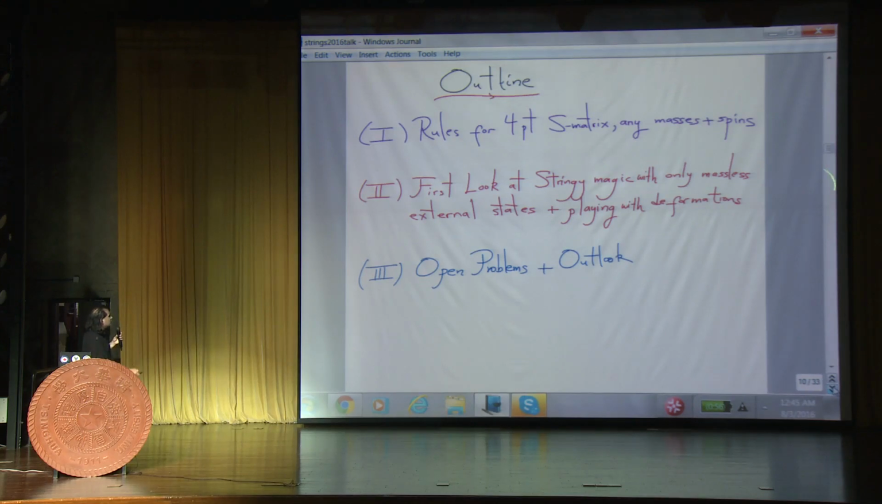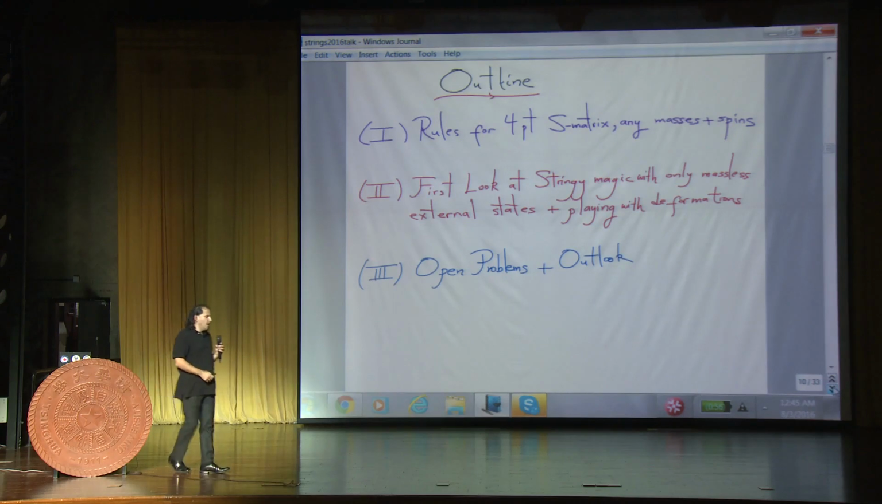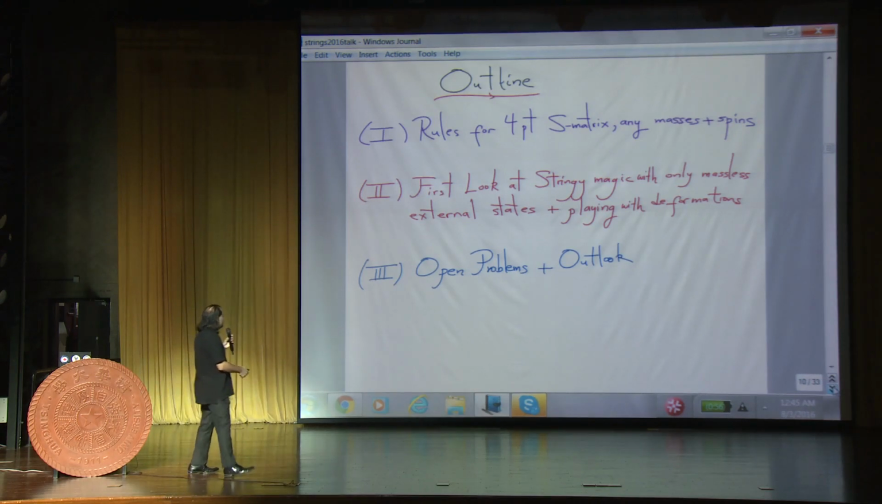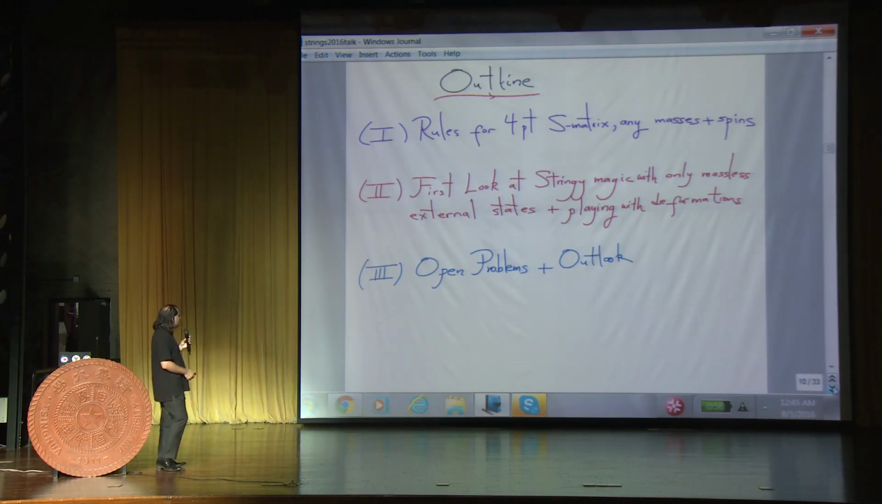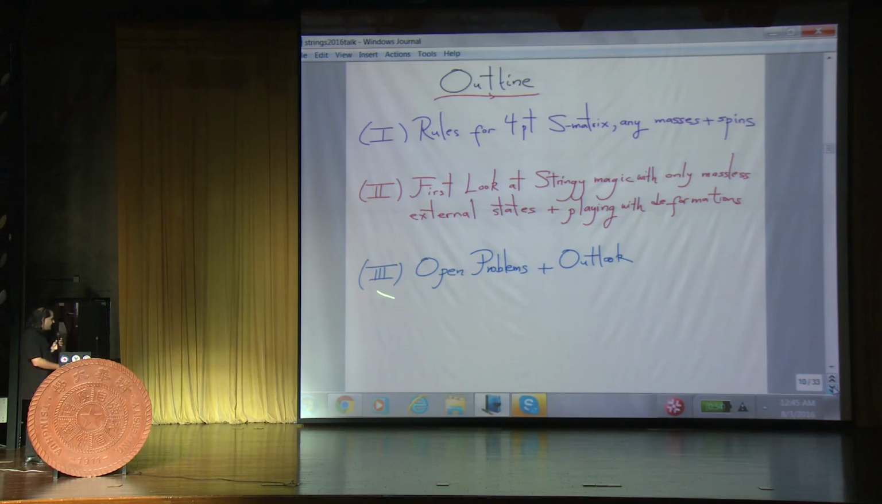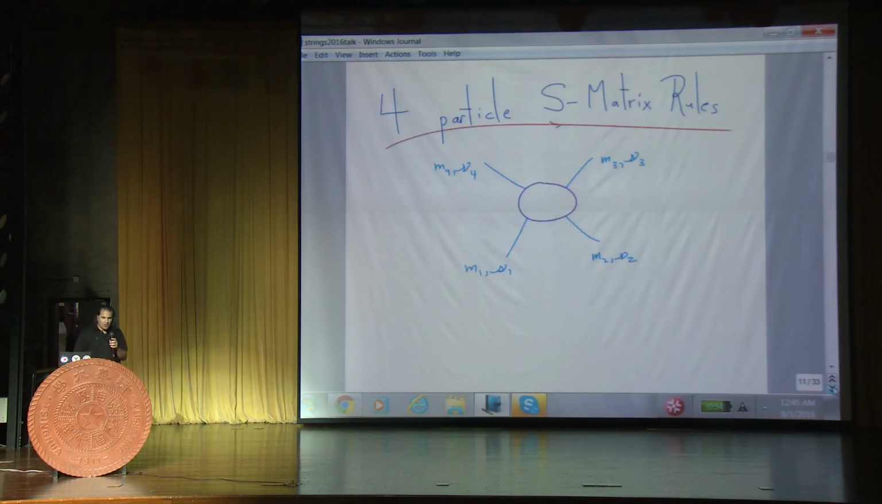Okay? Then we'll take a first look at stringy magic. Now looking at the answer, how string theory manages to satisfy these rules, only looking at scattering involving massless external states. And then we'll play around with some interesting deformations of other possible amplitudes that can satisfy these rules, again, just with these massless external states. And finally, I'll end with some open problems and a more general outlook for what I think is an interesting subject.